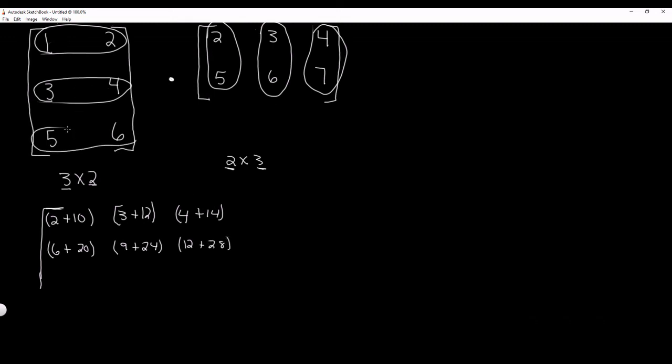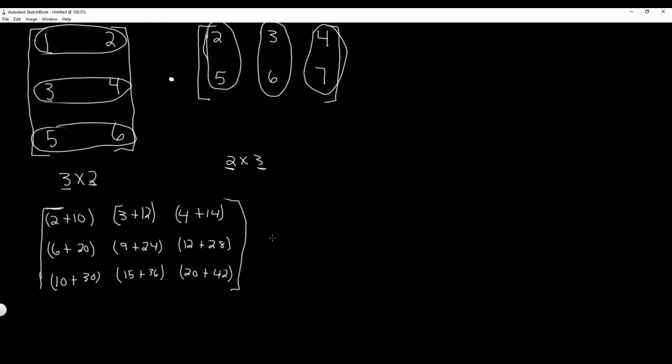On to our third row, first column. So 5 times 2 is 10, plus 6 times 5 is 30. 5 times 3 is 15, plus 6 times 6 is 36. Last row, last column, 5 times 4 is 20, plus 6 times 7 is 42.